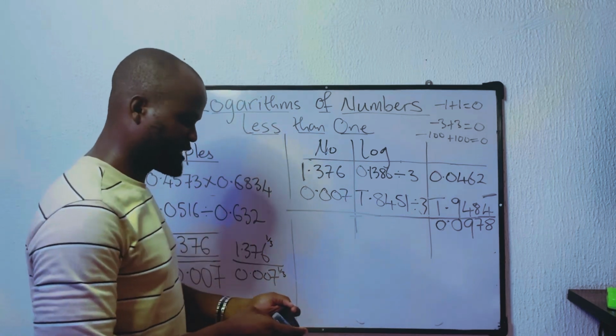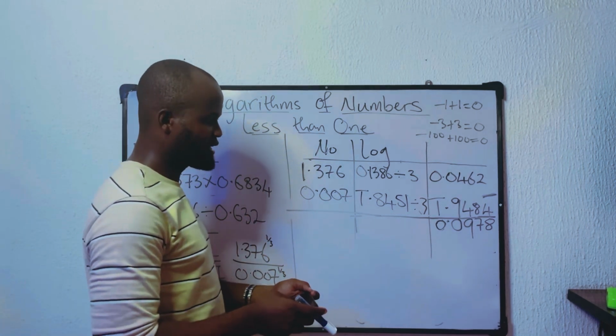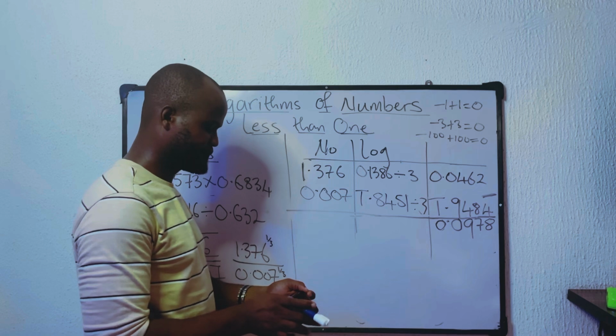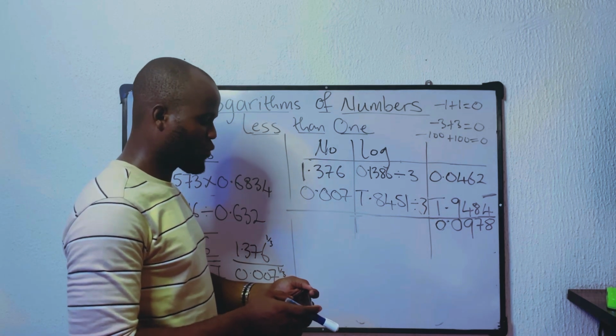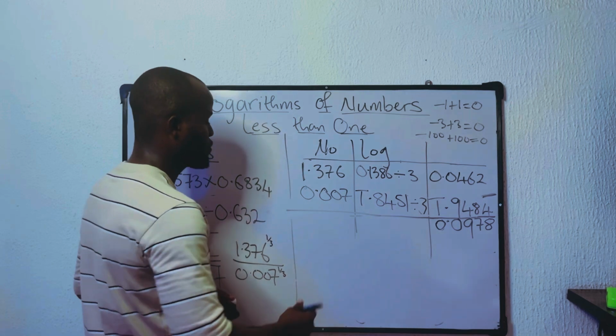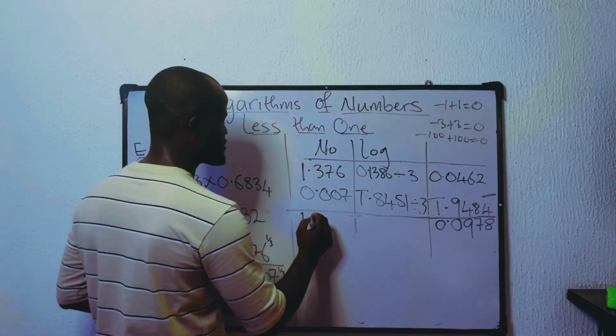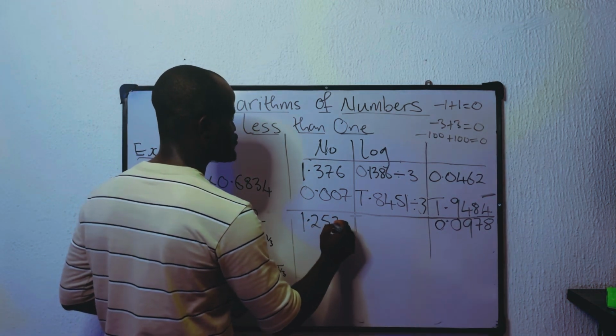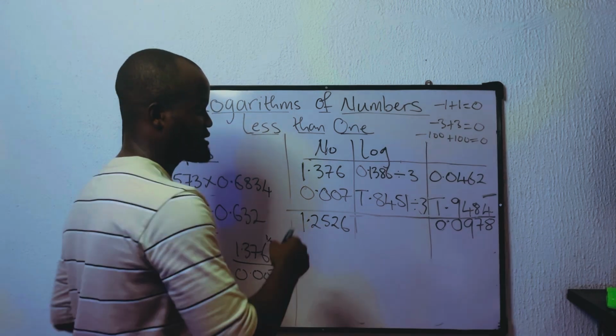And so if you find the antilog of 0.0978, that's going to give you 1.2526. And that's the answer.